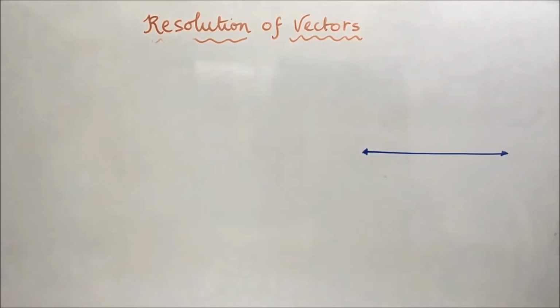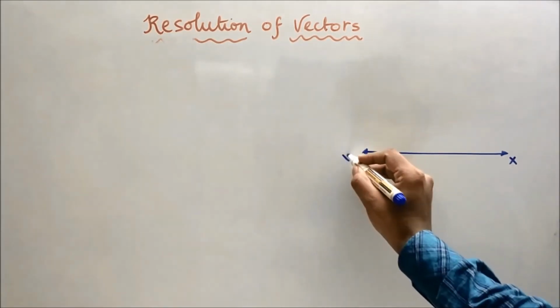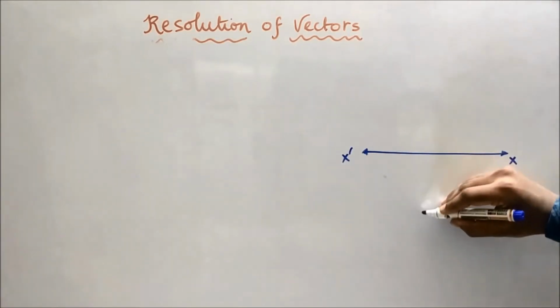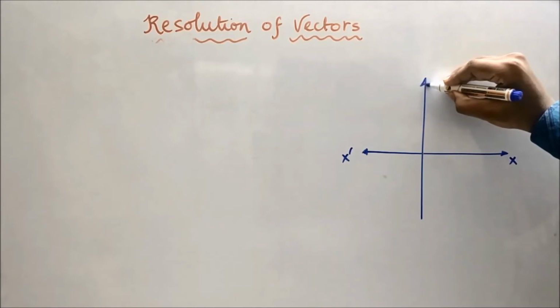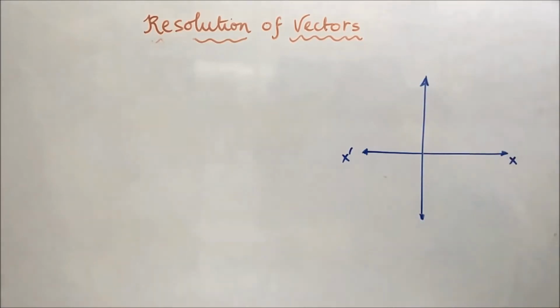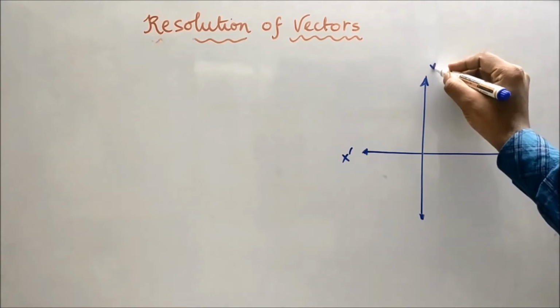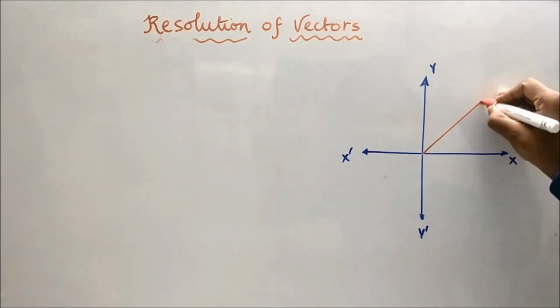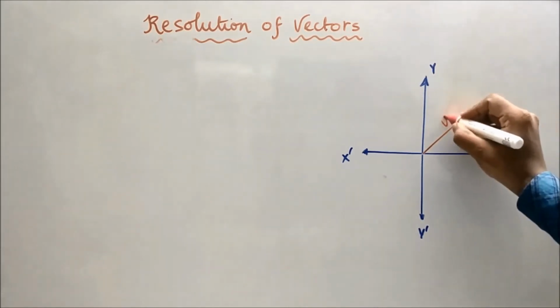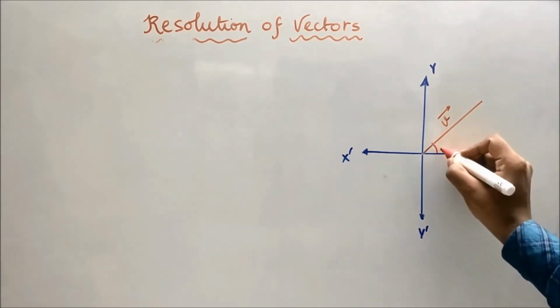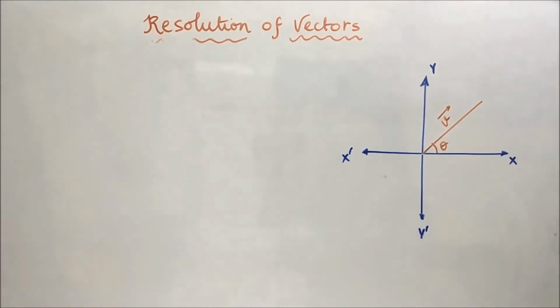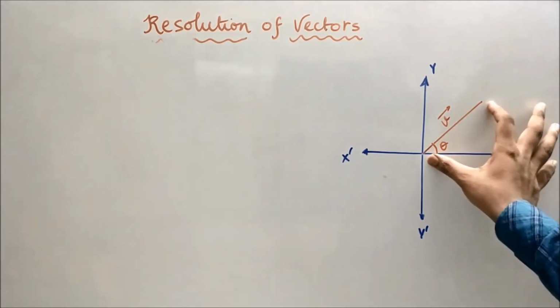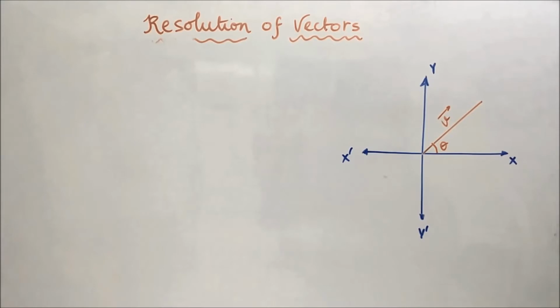So this is the x-axis, this is the y-axis, and let us take a vector v which makes an angle theta with the horizontal. As we have already studied, the length of the vector indicates its magnitude.